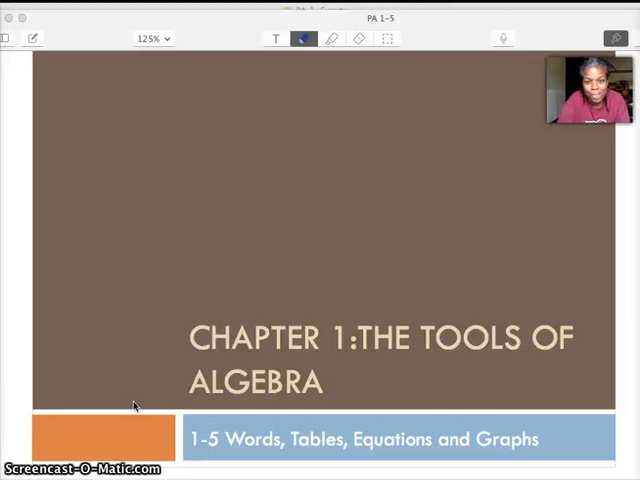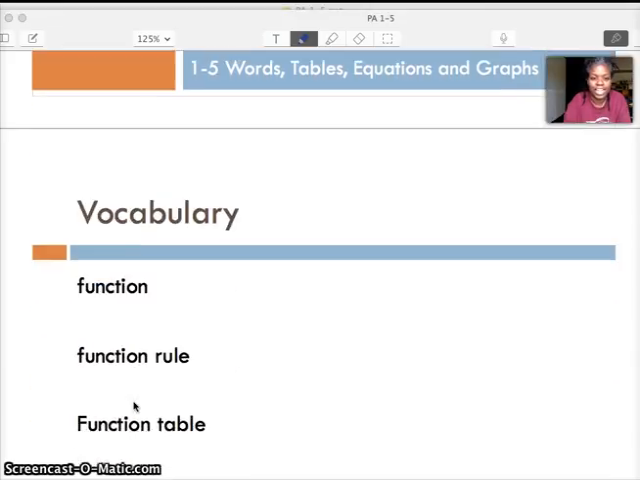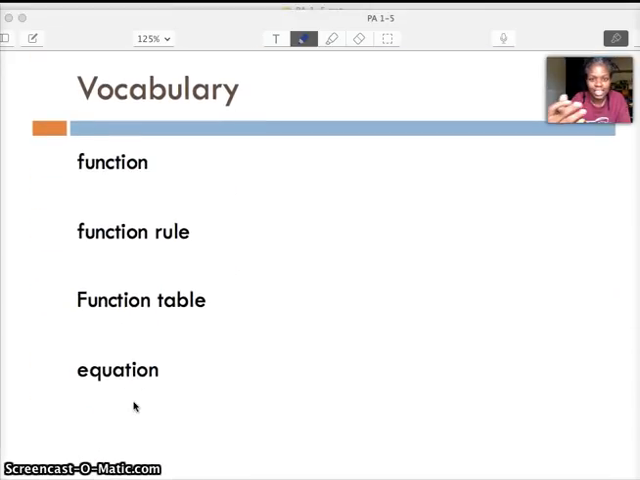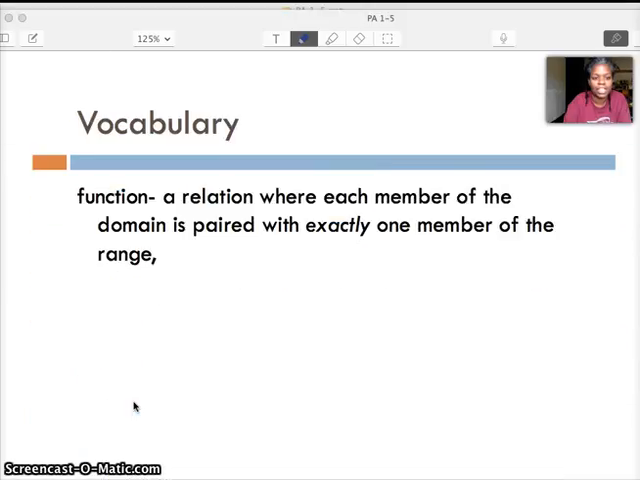Hey everybody, we are back again and we're looking at chapter 1, but we're taking a look at section 1.5, words, tables, equations, and graphs. So we're going to be looking at different ways that we can represent different ordered pairs and relations. All right, so we have the concept of a function. We have the concept of function rule that we're going to discuss, function table, and an equation. So it's not really that much vocabulary today. Let's take a look at each one.